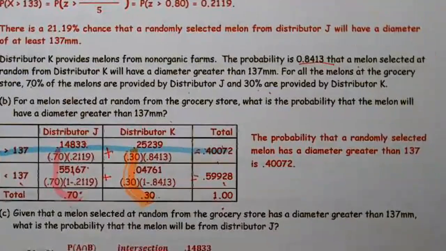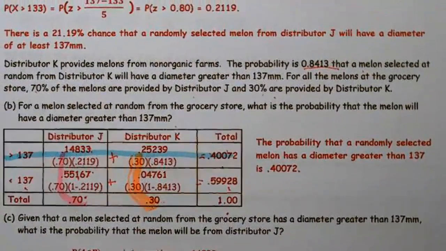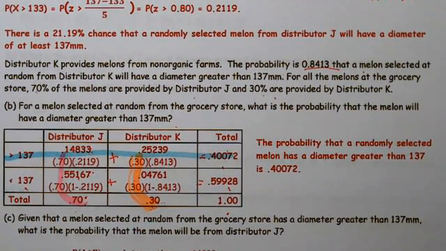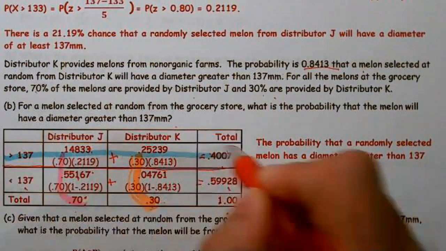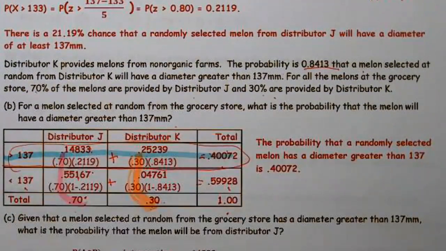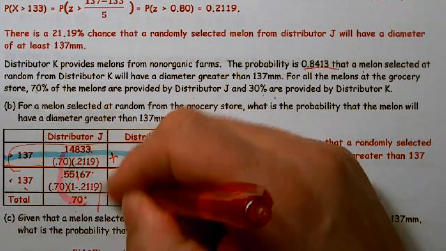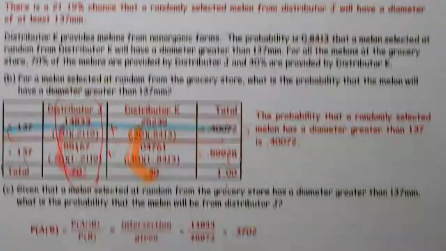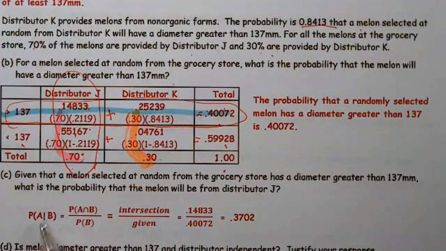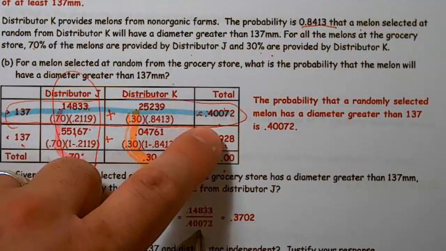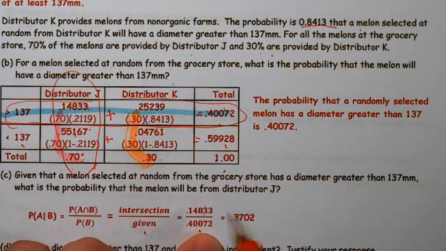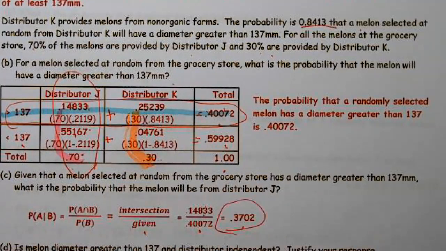Then we have the given problem. Given that a melon selected at random from the grocery store has a diameter greater than 137, so we're basically saying out of the group that is greater than 137, that's my given, what is the probability that it will be from distributor J? So probability of A given B is intersection over given, which in this case is 0.1483 out of the 0.40072. And that's my answer. All right.